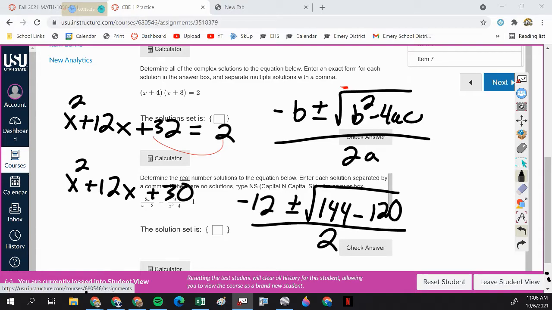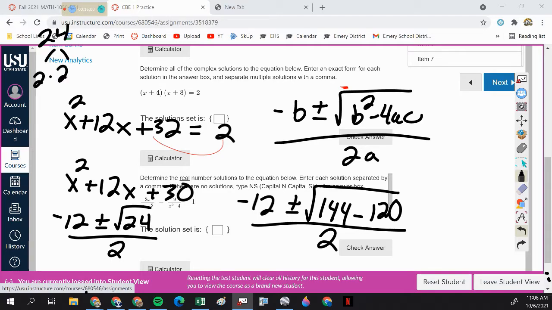120 over 2. So that becomes negative 12 plus or minus the square root of 24 over 2. Can I divide everything by 2? Not yet. That root 24 is not actually a 24. It's the square root of 24. So I need to take 24 and factor it down. That would be 2 times 2 times 2 times 3.